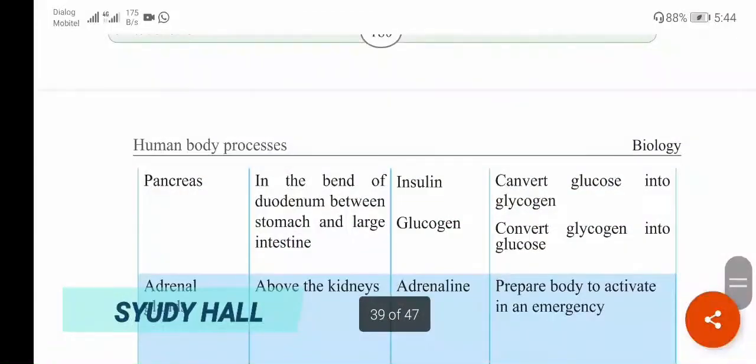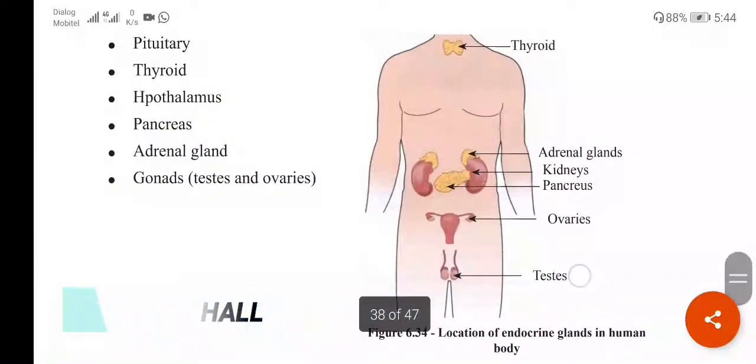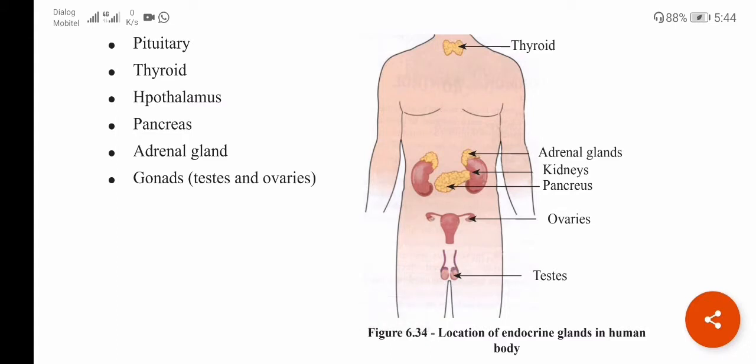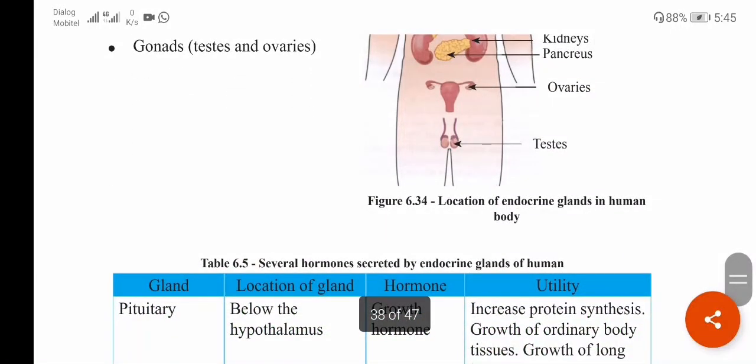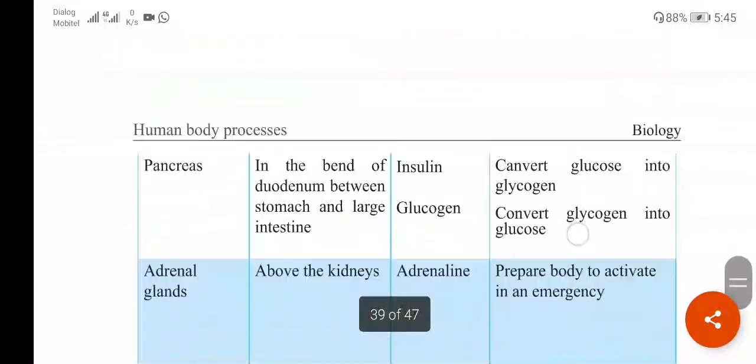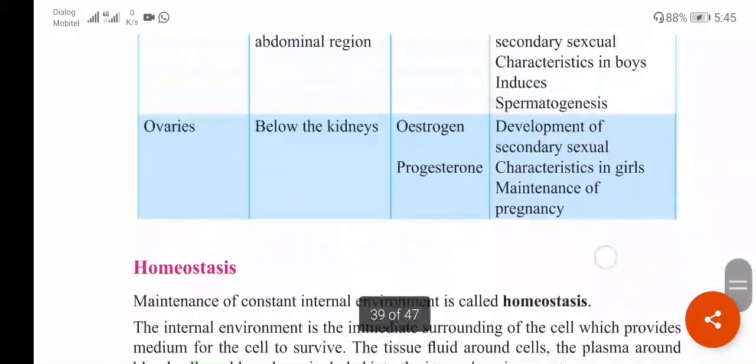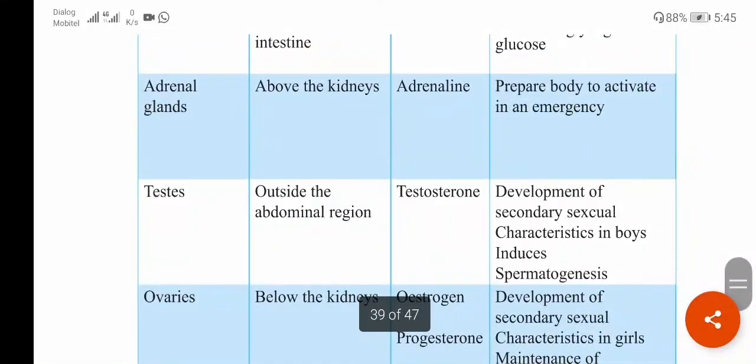Adrenal gland: where is its location? Above, on the surface of the kidneys. The hormone secreted by the adrenal gland is adrenaline. What is the function? Preparing the body to act in case of emergency.